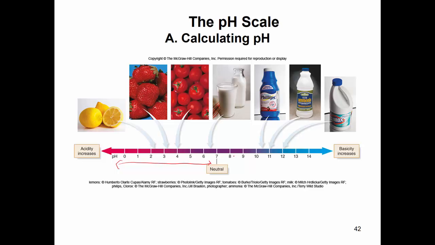7 is neutral, and then anything above 7 to 14, the basicity increases, so anything like stomach medications, Maalox, ammonia, Clorox, these are all basic components. So here's our scale. It's from 0 to 14.